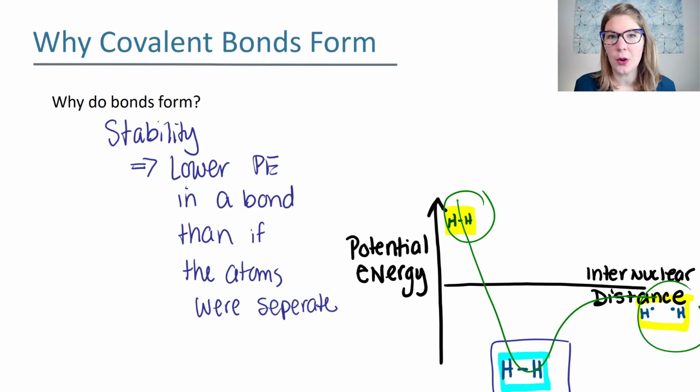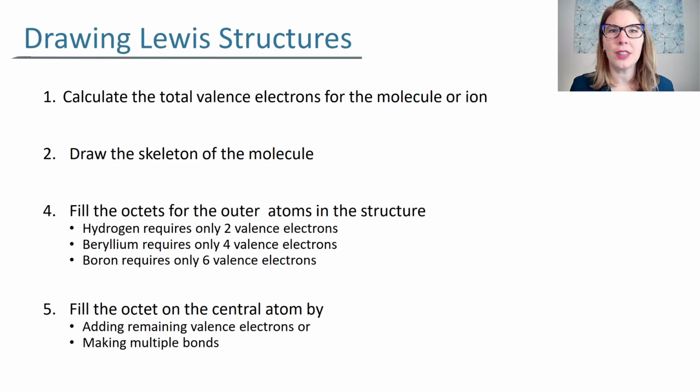So now that we know valence electrons, we know why the bonds form, let's talk about actually drawing Lewis structures. I want to lead us through an example, and let's do nitrate.